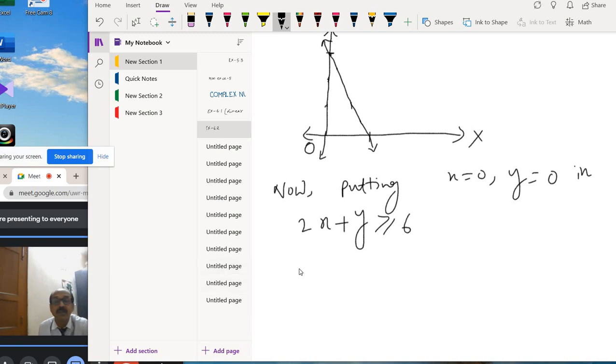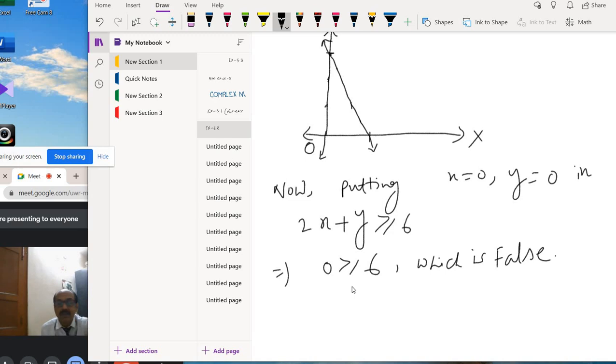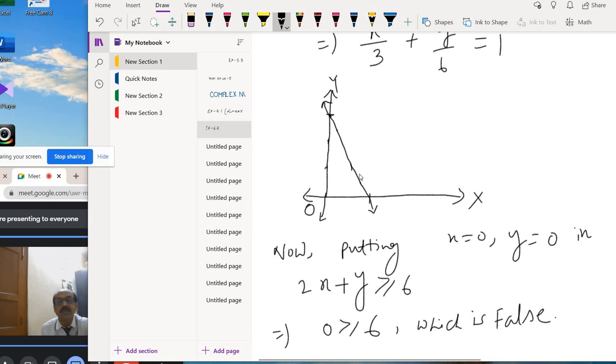Okay. So put x 0, y 0, that means 0 plus 0. It will be a false statement. 0 greater than or equal to 6. So it is a false statement. 0 greater than 6 is not possible. Now that means it will be away from the origin. So the direction of the given line is away from the origin. That means the opposite side of the origin. So this side, this way. See.